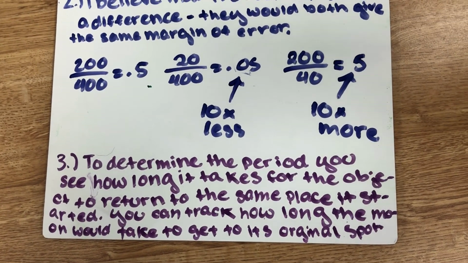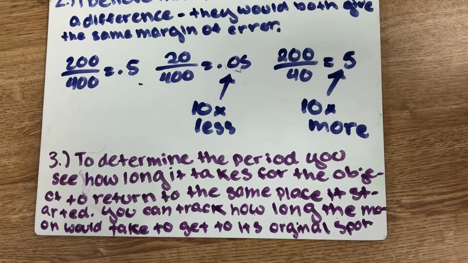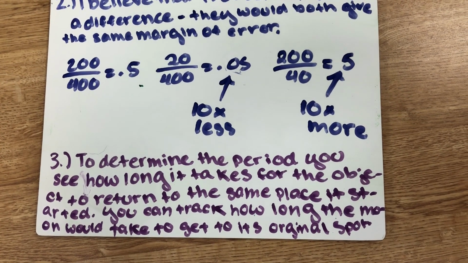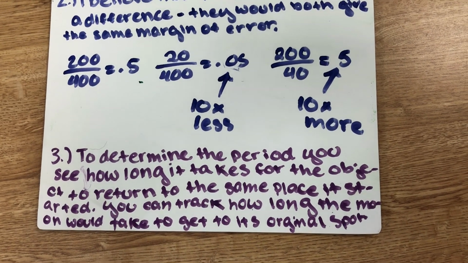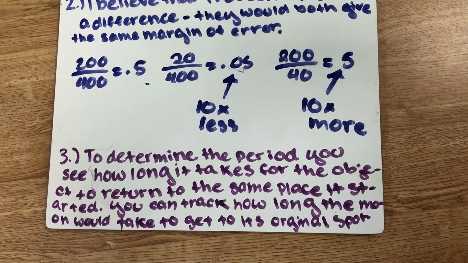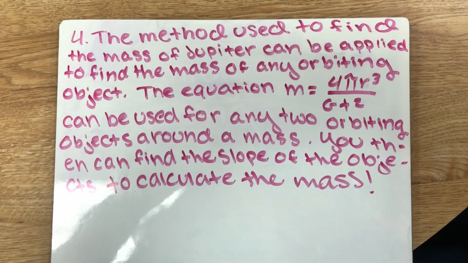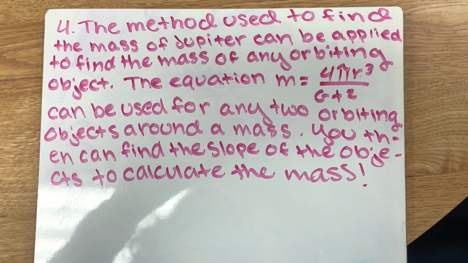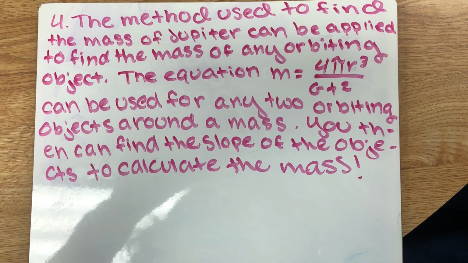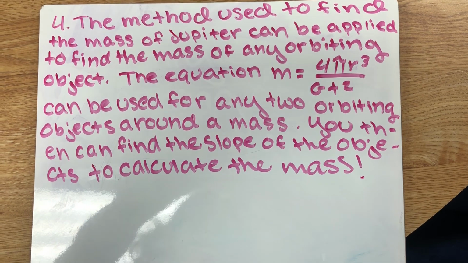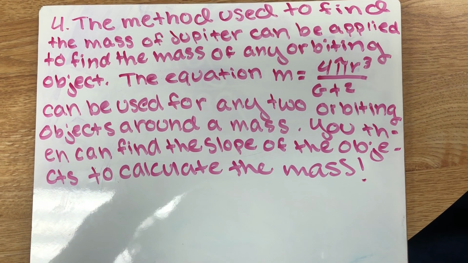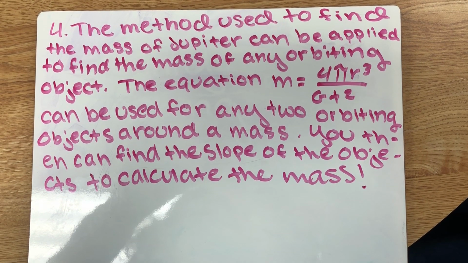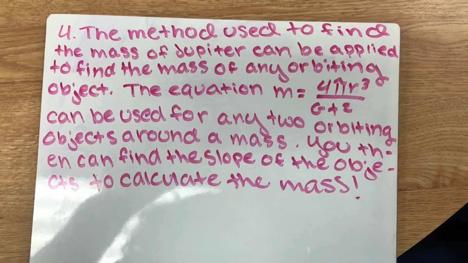To determine the period, you see how long it takes for the object to return to the same place it started. You can track how long the moon would take to get to its original spot. And then this method that we used to find the mass of Jupiter can be applied to find the mass of any orbiting object. The equation m equals 4 pi r cubed divided by G times t squared can be used for any two orbiting objects around a mass. You can find the slope of the objects to calculate the mass when you use it in a graph. And that's it.